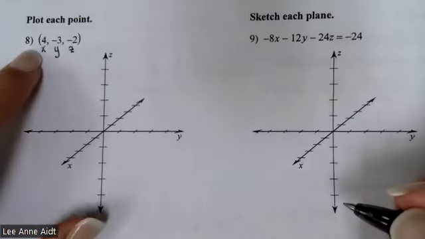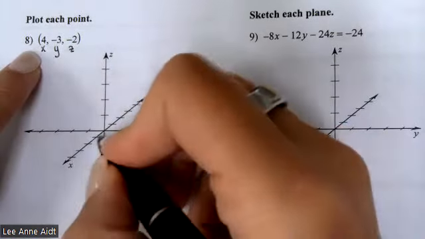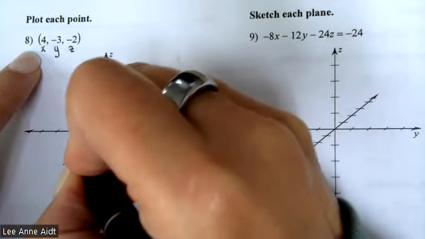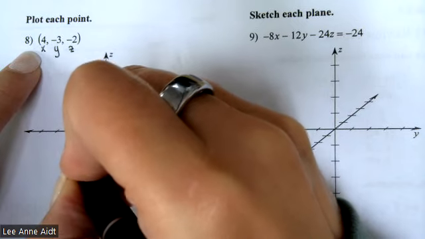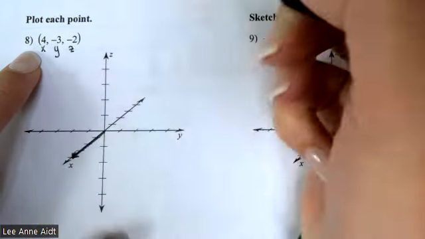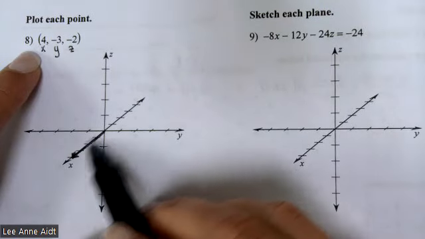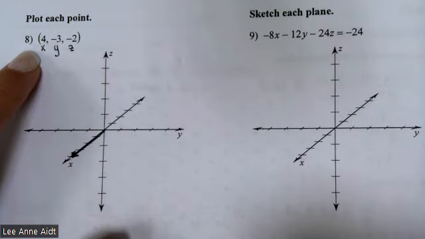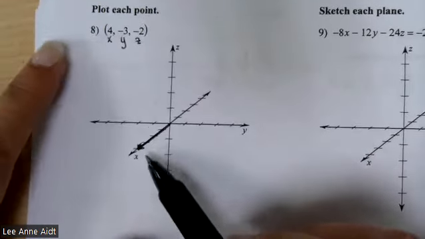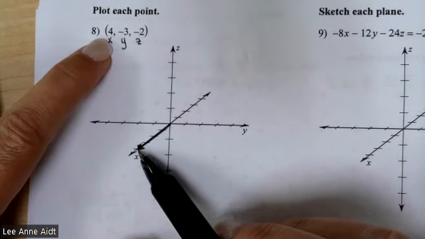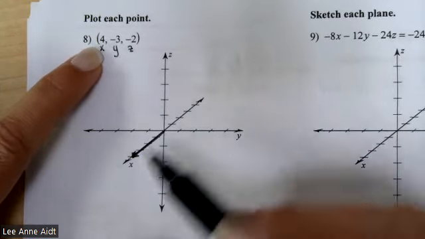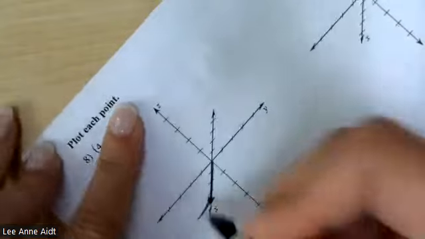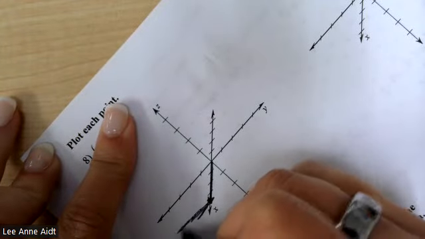And X is 4, so you're going to go out 4 and you're going to make an arrow. So 1, 2, 3, 4. If you're coming toward the X, that means it's positive. If you're going away from the X, that means it's negative. Okay, so Y is -3. Should I go left or right? Right. Excellent. 1, 2, 3.